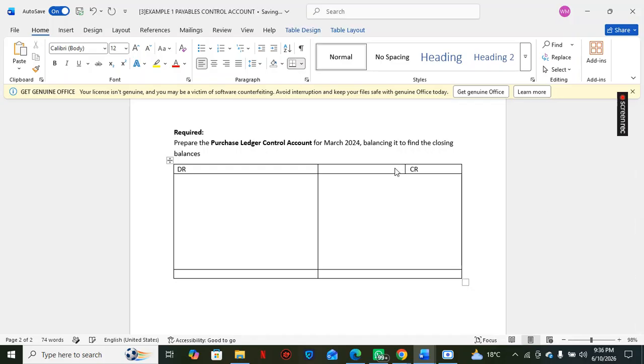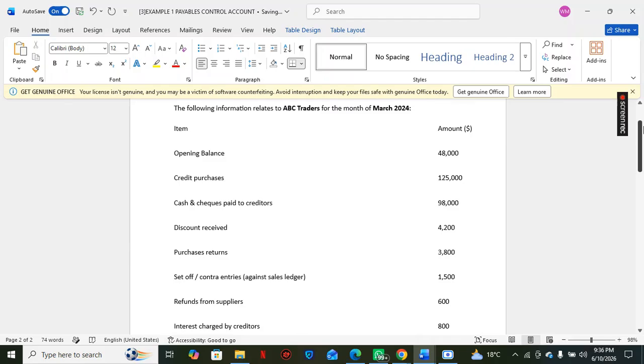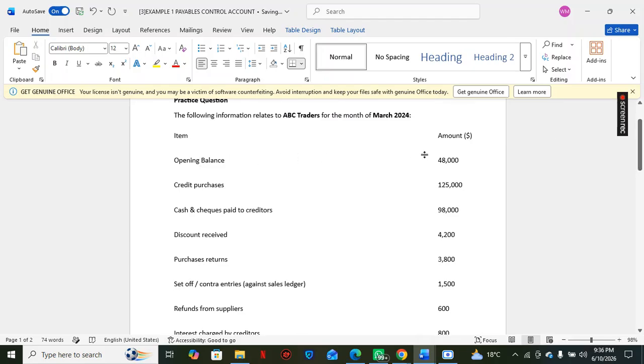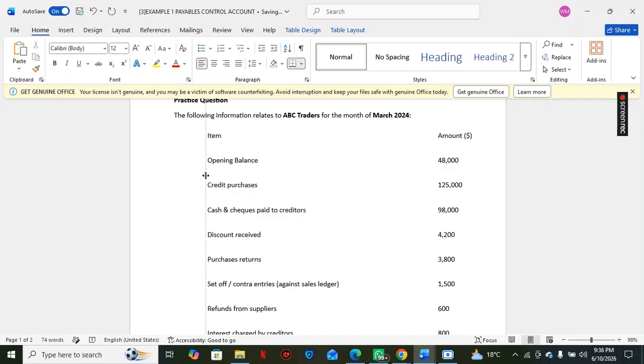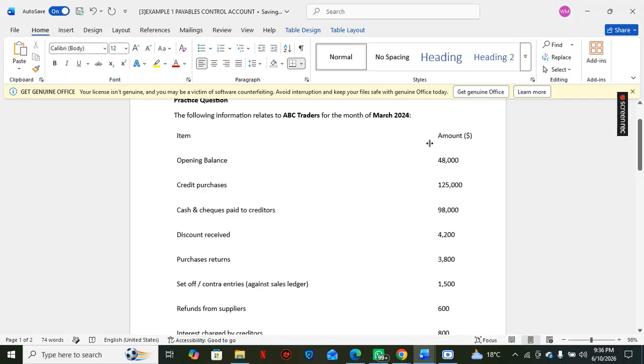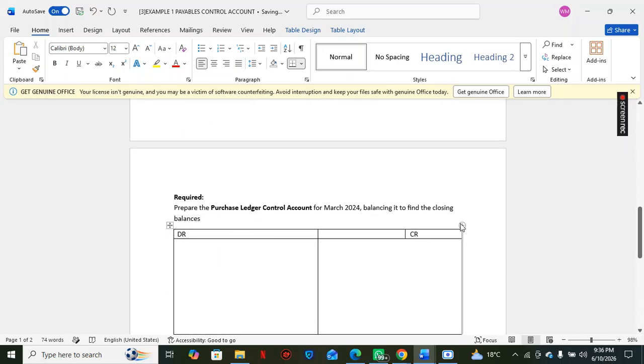So we start first with the first information here. The opening balance they've told us is $48,000. So this is basically how much we were owing at the beginning of the month, $48,000. Since this is a liability account, the balance comes on the credit side. So you say balance brought down from the previous month, 48,000.